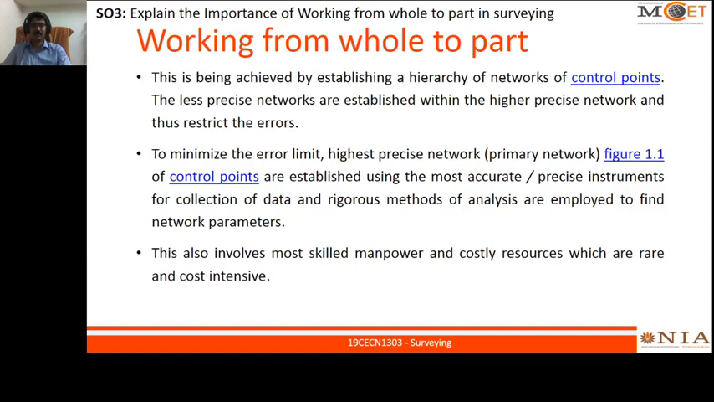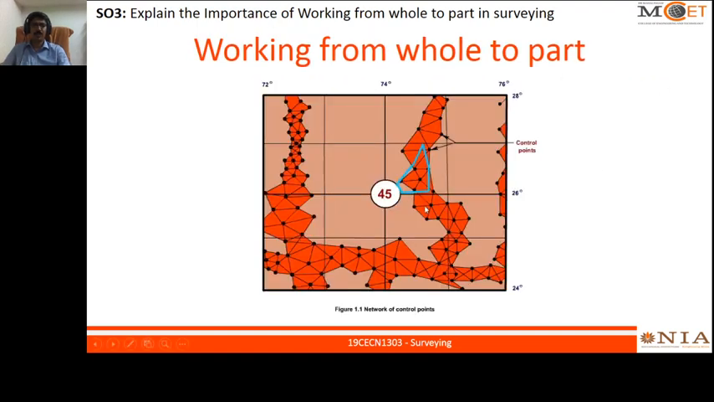It requires skilled manpower and costly resources, which are rare and cost intensive. Precise instruments have to be used so that we can collect proper data and make proper analysis. Suppose we need to survey a huge area. All the black dots are called control points. With respect to that, we have to fix the intermediate or tertiary points, and then calculate the area of the required part of the land, right? So this is the most important thing to be followed while doing surveying.